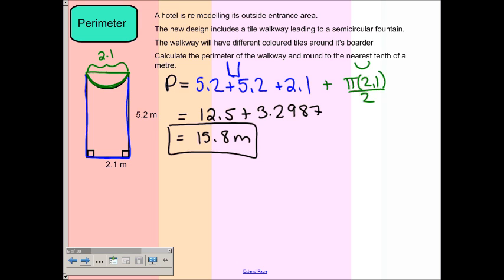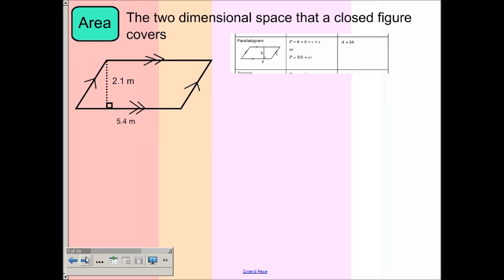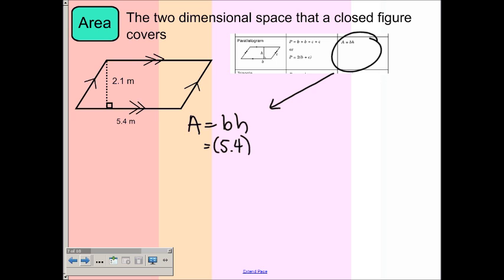Now moving on to area. Area is defined as the two-dimensional space that a closed figure covers. As an example, I'm going to be looking at this parallelogram here, and as you can see at the top I have from the formula sheet the formula for area of a parallelogram, which is simply base times height. So in this case, I am given the right information right off the bat. I'm given that the base is 5.4, and I know that the height is 2.1, so I can just input those into the formula, and away we go.